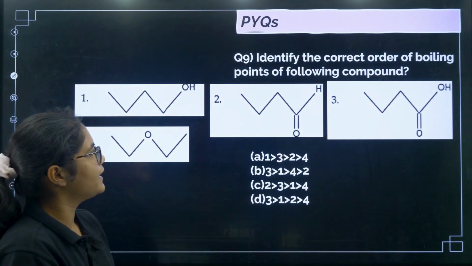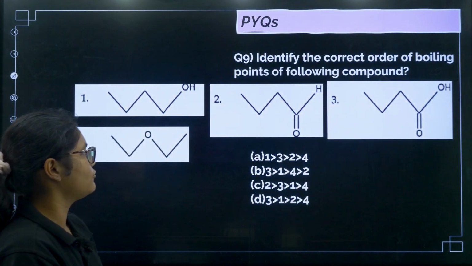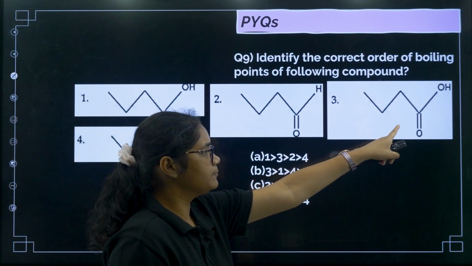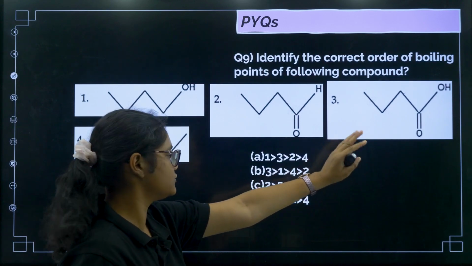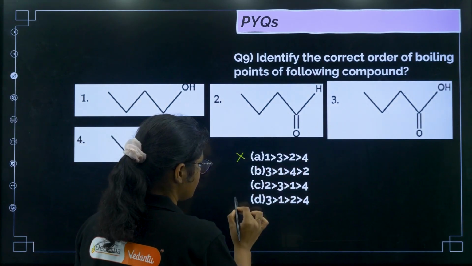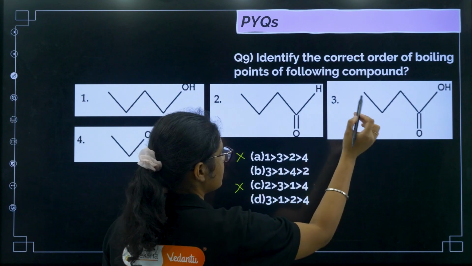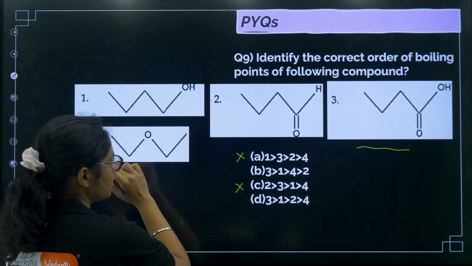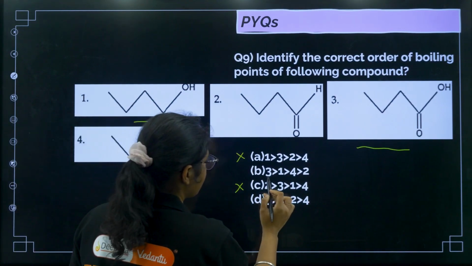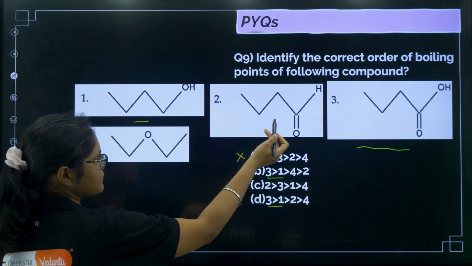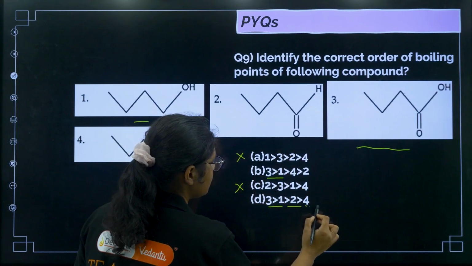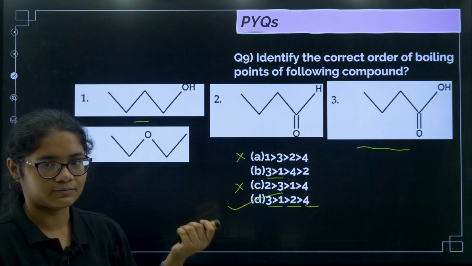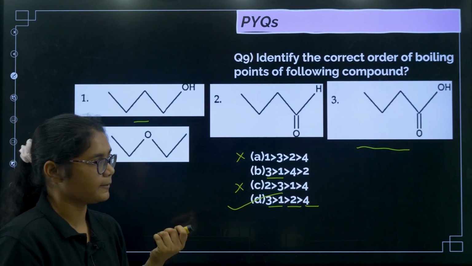Next, identify the correct order of boiling points of the following compounds. We have already discussed that acids will have the higher boiling point, so the 3-1 will be highest. We can eliminate options A and C. After acids, the next boiling point comes for alcohols, so 3-1 here also. Then it comes for aldehydes and ketones, so 3-1, 2-4. The correct answer will be option D. Ethers will have the least boiling point because they do not form hydrogen bonding.